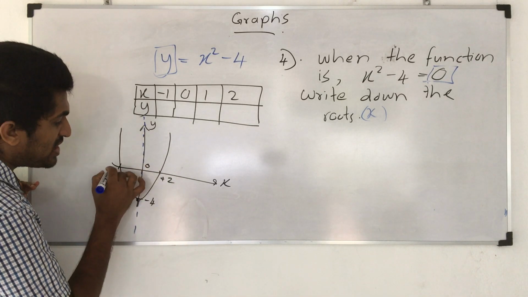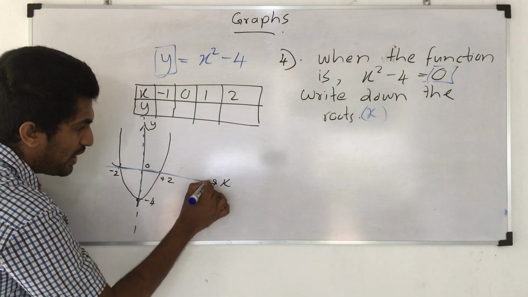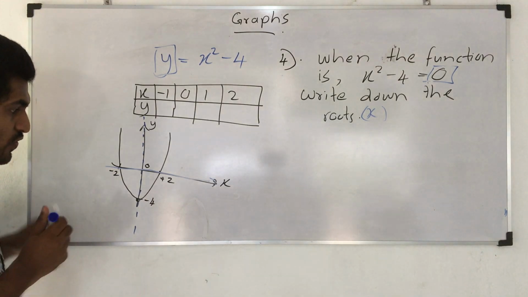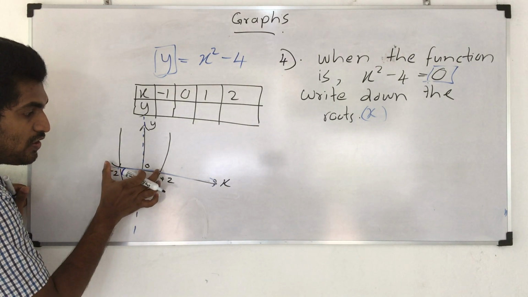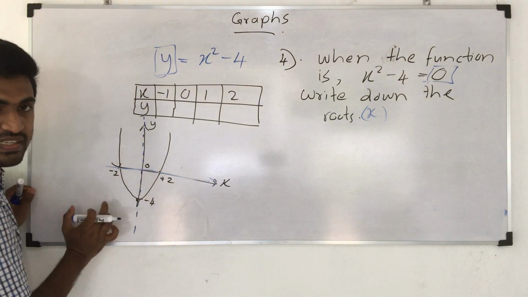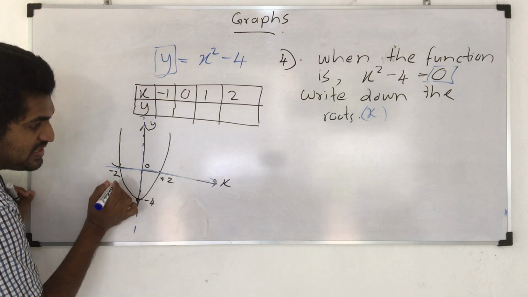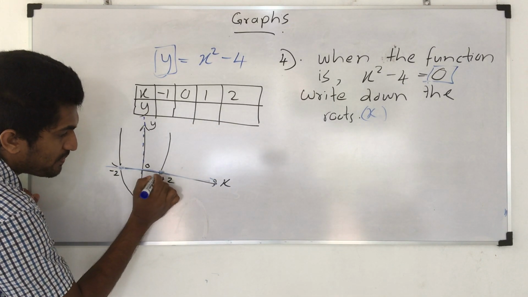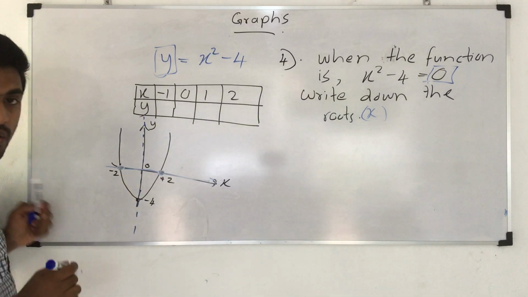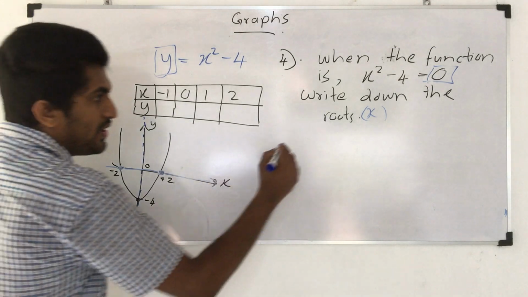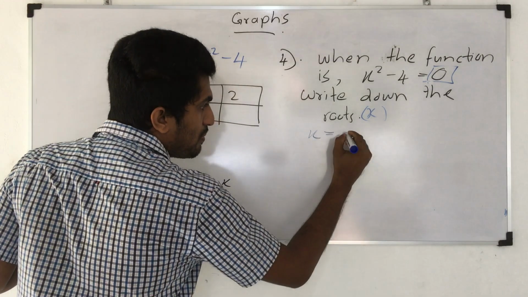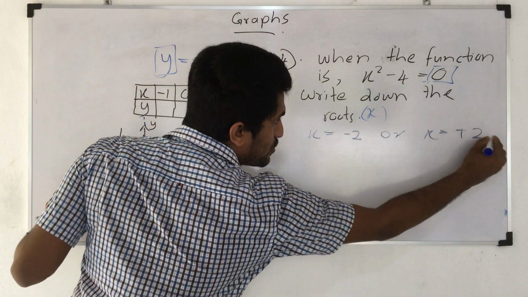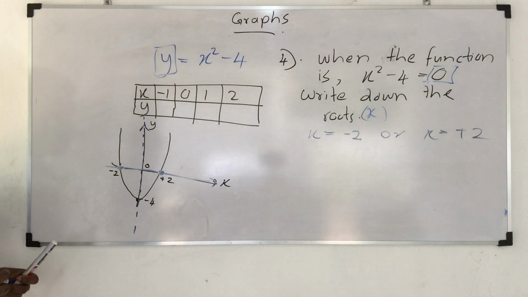So you have to draw the y equals 0 line. This is the y equals 0 line. The y equals 0 line is the same as the x-axis. So where that y equals 0 line, that means our x-axis, intersects the graph, at these 2 points. So what are the roots? x equals minus 2 or x equals plus 2. Those two are the roots of the graph.